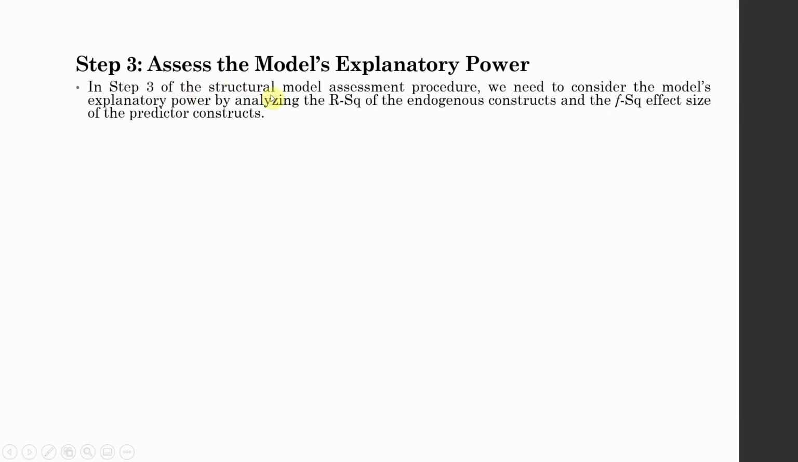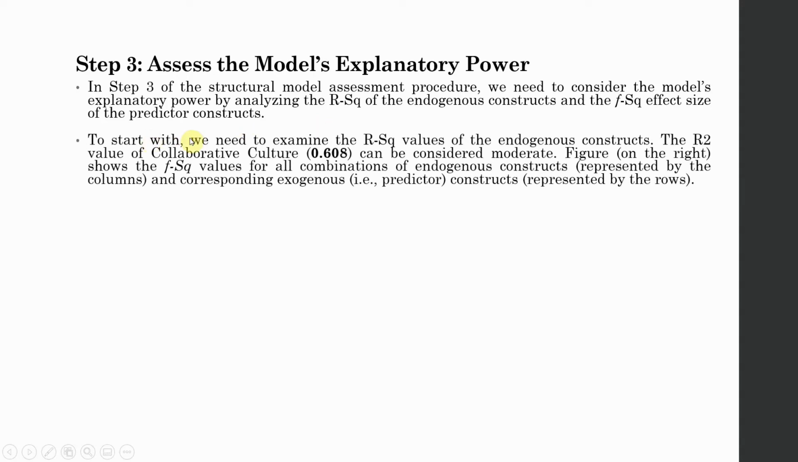In step 3 of the structural model assessment procedure, we need to consider the model's explanatory power by analyzing the R-square of endogenous constructs and F-square effect size of predictor constructs. To start with, we need to examine R-square values of the endogenous constructs. The R-square value of collaborative culture.